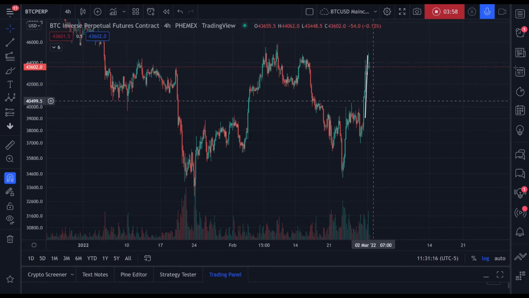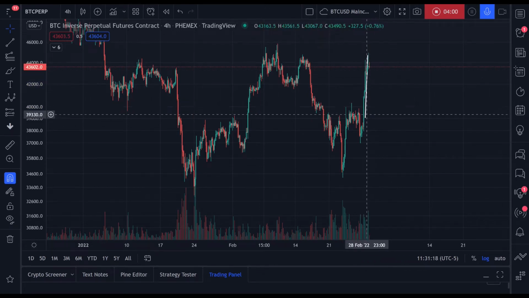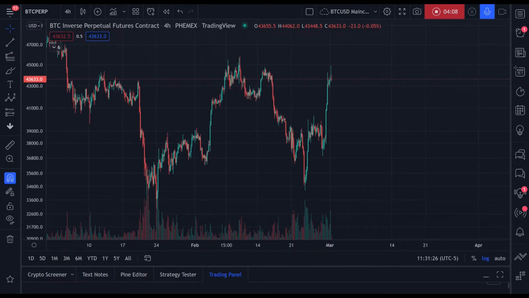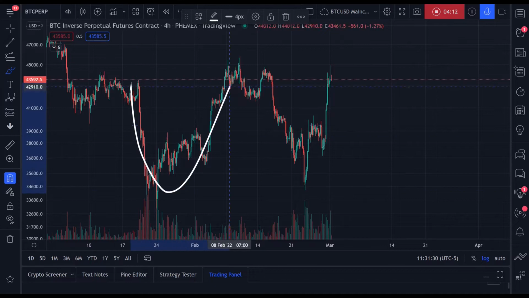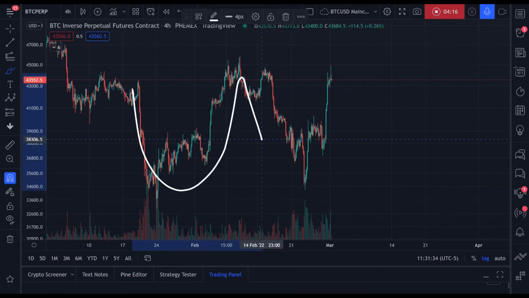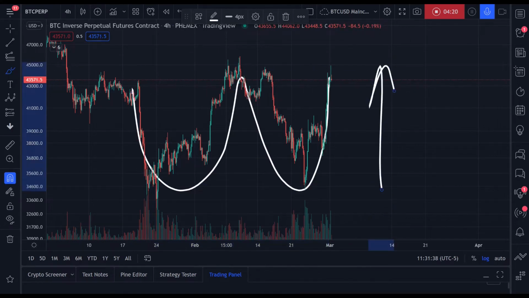Right? You see that that target was met almost exactly. Now, this smaller head and shoulders is what you usually see with inverse head and shoulders. The smaller head and shoulders becomes a larger head and shoulders. So I'm seeing a lot of analysts today saying, oh, we have a W pattern. And this W pattern has a target to the upside of between 57 and 58K.